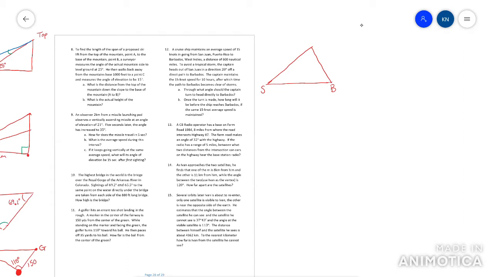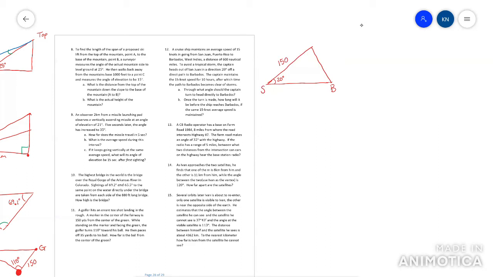Now, to avoid that storm, the captain headed out 20 degrees off course. So that angle is 20 degrees. And he maintains this for 10 hours at 15 knots. Well, that puts him 150 nautical miles away from San Juan.